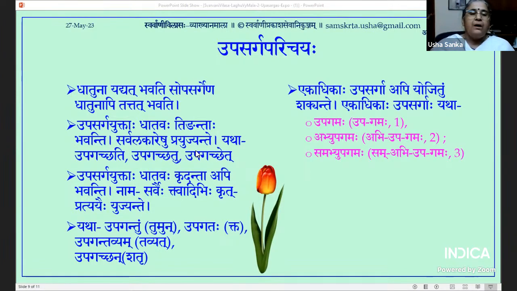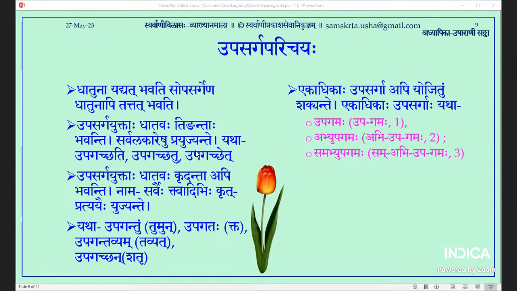Then, is it possible that we can attach two upasargas or more? Then the answer is, you all know. Can one of you tell me, is it possible? Yes, madam. What is the example that we saw? Upagachati. Yes. Upagachati you saw. Isn't it upa plus a? In the same way, just now I told you one example. Somebody comes on invitation.